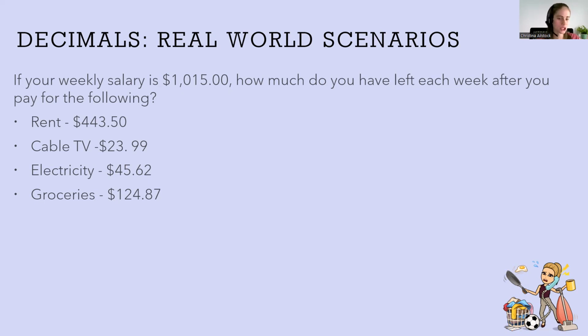Well, let's do a mix of both. Let's start off and see how much money we're going to have left after we pay our rent. So if we start off with $1,015, and we have to pay our rent, which is $443.50.